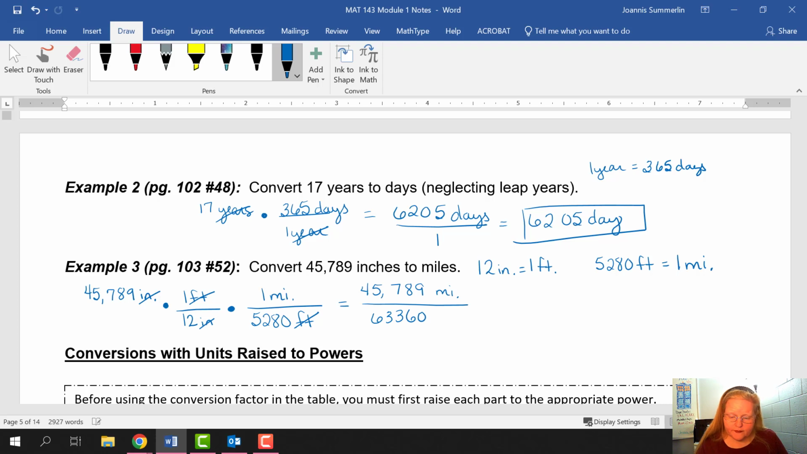That's 63360. Now I can do my division and get 0.7226799... Keeps on going for a ways. That's okay. We're going to go ahead and round it off to about 2 decimal places. So that's 0.72 miles.